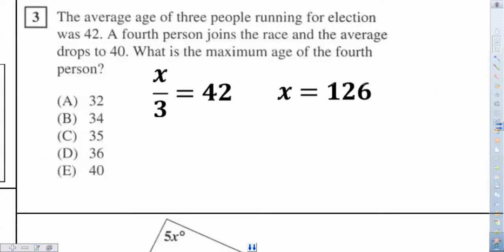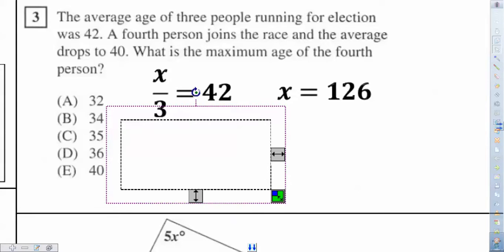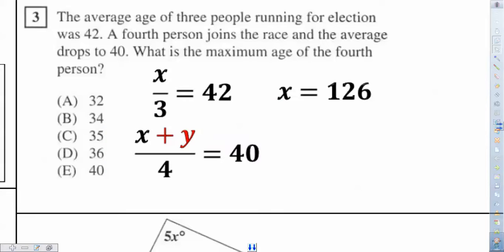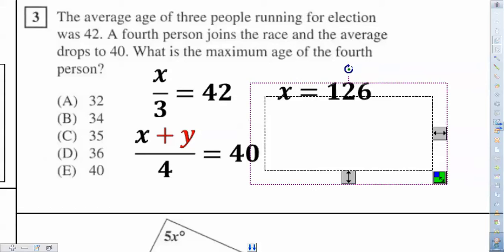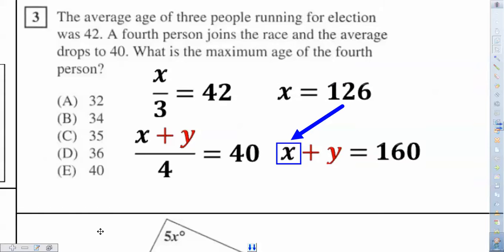So then, if a 4th person joins in and the average now drops to 40, it'd have to look something like this. Take the original age of those 3 guys, add in an unknown value, y, and then divide it by 4, and then we'd end up at 40. So we can do the same move here and solve for x plus y, or what we could do is put the 126 in there already. But we'll do that right now. So if we multiply both sides by 4 to get that fraction out of the mix, now that's 160, and then we can drop that 126 in there. 126 plus y equals 160.